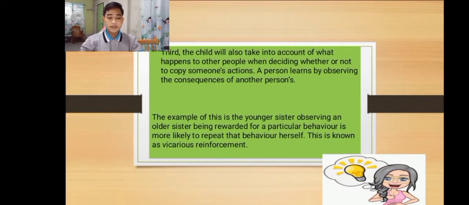So, next slide. Third, the child will also take into account of what happens to other people when deciding whether or not to copy someone's action.